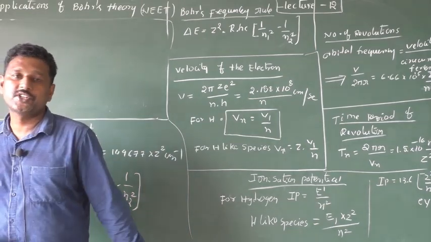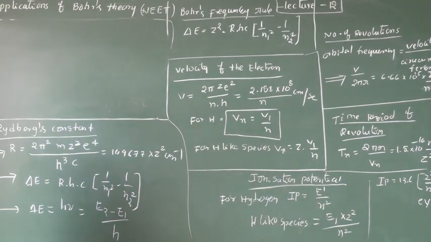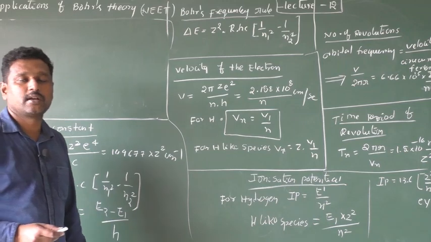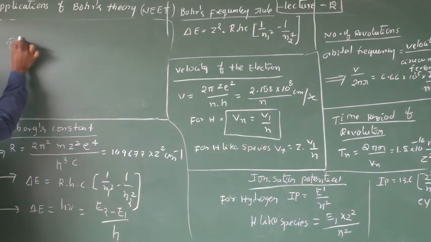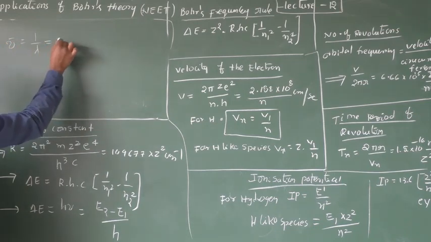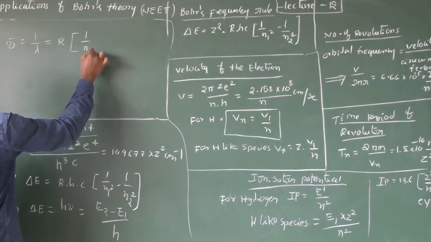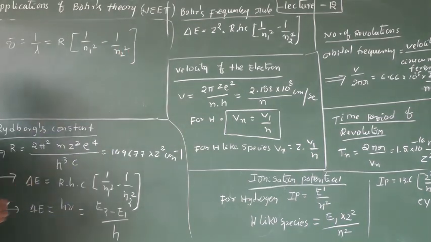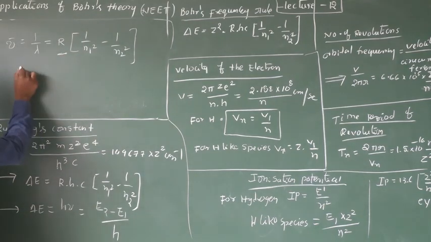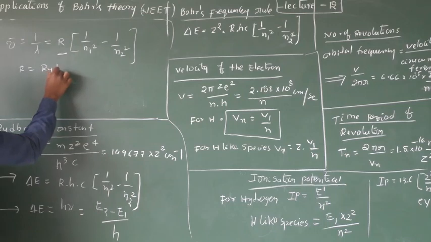After that, the Rydberg equation. What is the use of the Rydberg equation? We already discussed the Rydberg equation: nu bar equal to 1 by lambda equal to R into 1 by n1 square minus 1 by n2 square. Here R is called the Rydberg constant.